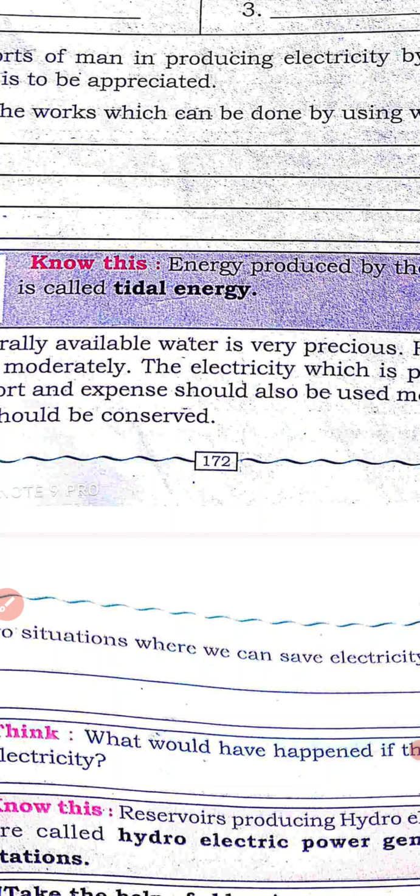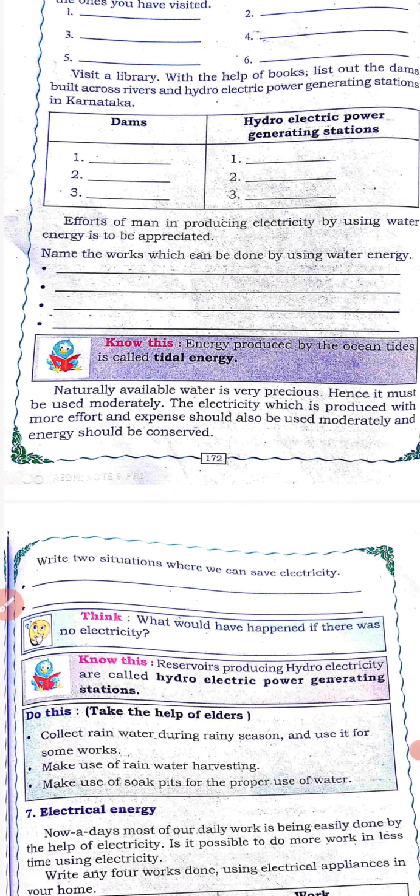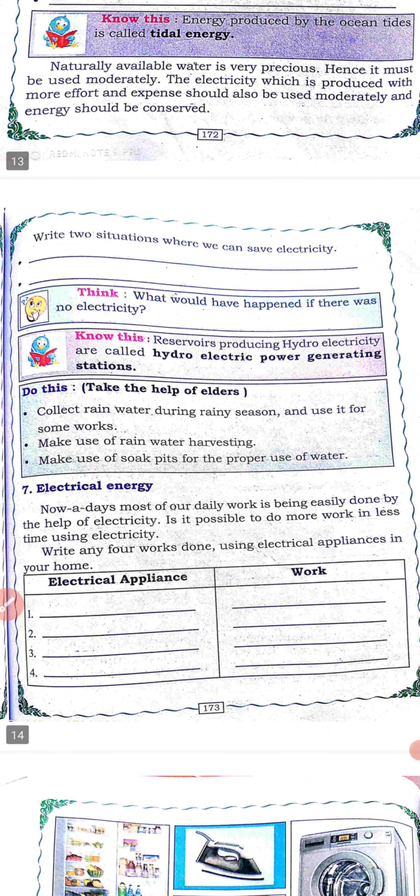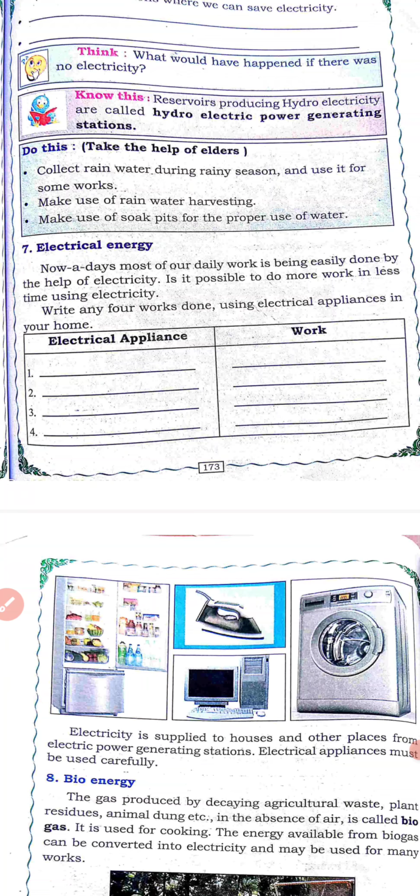Most of these energies, wind energy, hydroelectricity and tidal energy, are used to produce electricity. All of us know how important electricity is. If electricity is not there in our houses, no appliances will work. What all electrical appliances are we using? You can list them. Here a few pictures are given. One is a refrigerator, then an electric iron box, a computer, a washing machine. In your house you have so many appliances which use electricity. So electricity is also a type of energy.